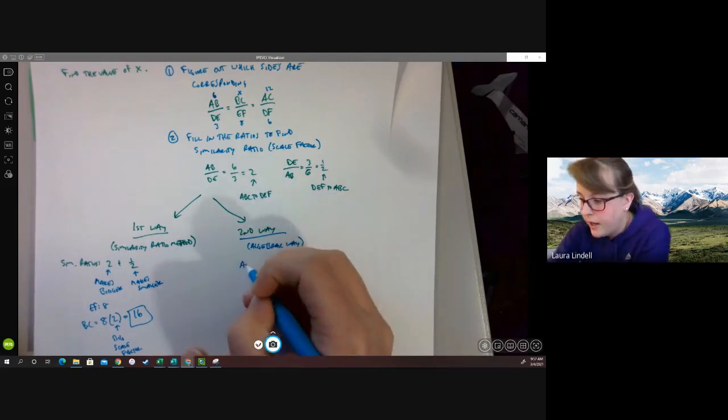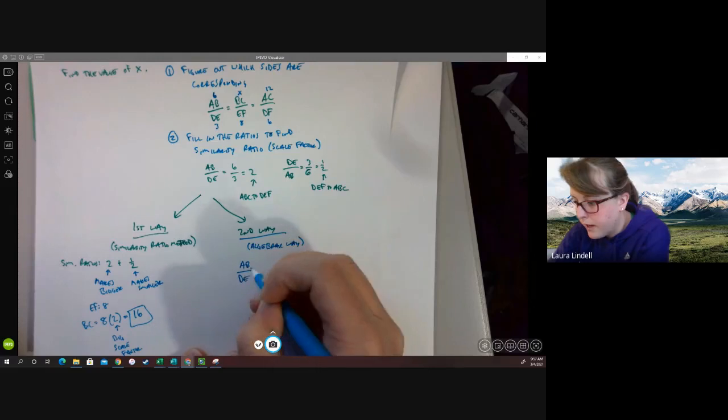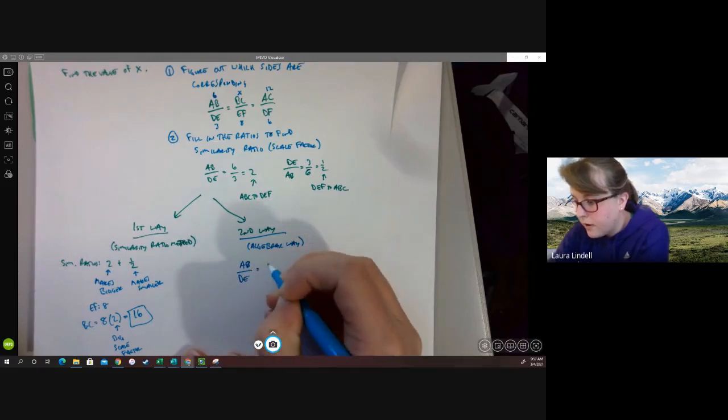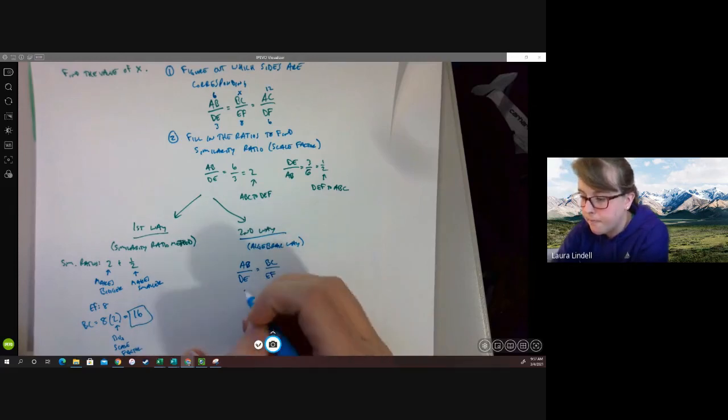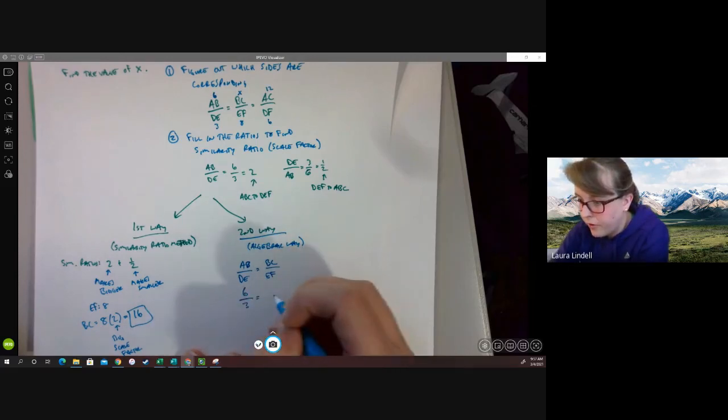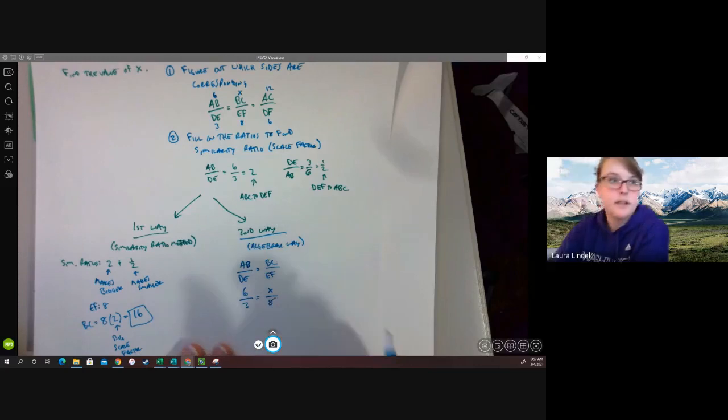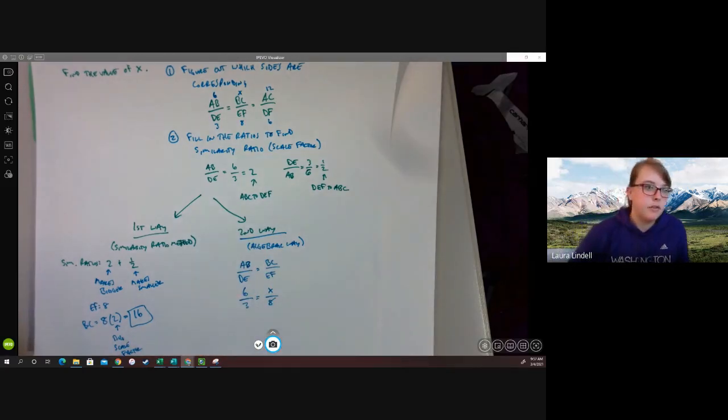We had AB over DE and BC over EF. If I fill those in, we had 6 over 3 and X over 8. And this is something that we can solve.